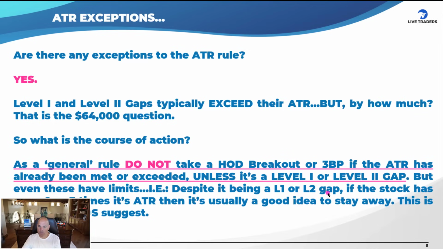Despite it being a level 1 or level 2 gap, if the stock has gone 2 or 3 times its ATR, then it's usually a good idea to stay away, right? So even with a level 1 or level 2 gap, if you're up 200%, let's say the average trading range is $2 and you're up $4 today. You want to take a high of the day breakout? That's tough. It could go $6.